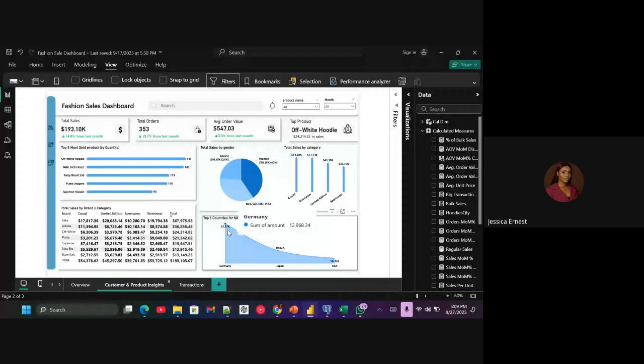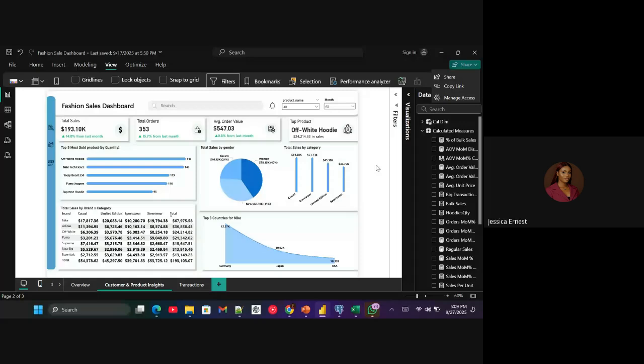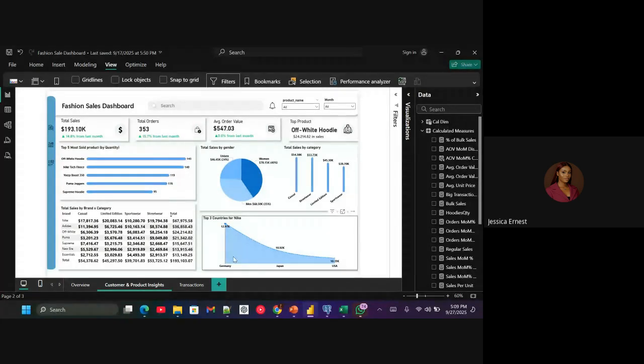total sales amounts. Sorry. You can see Germany is the top country in Nike, and then Japan, and then USA.